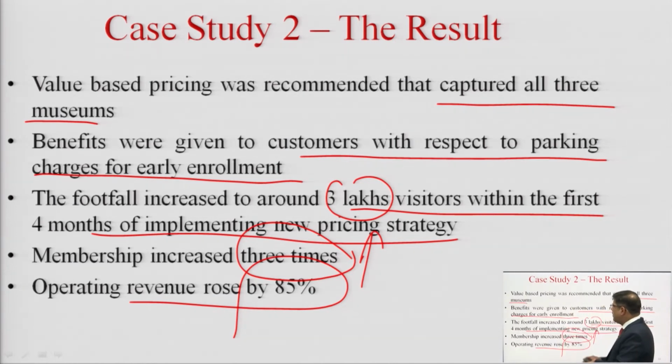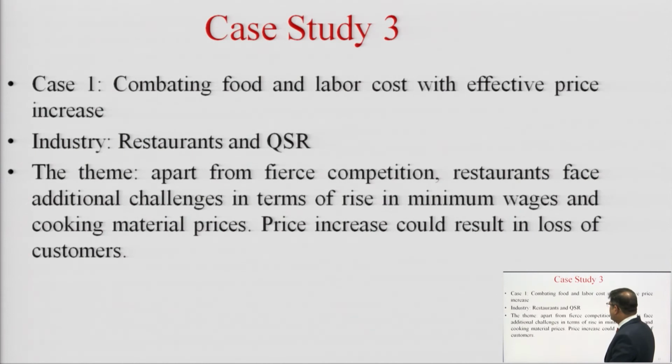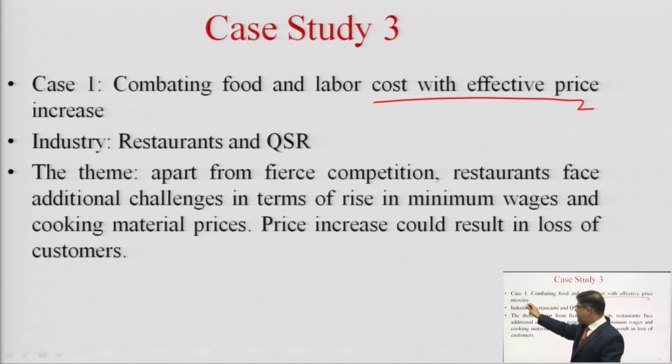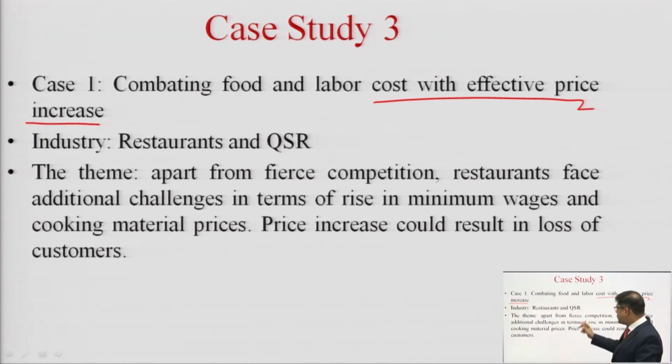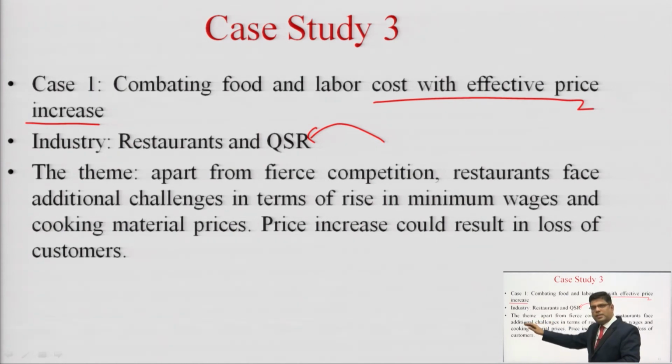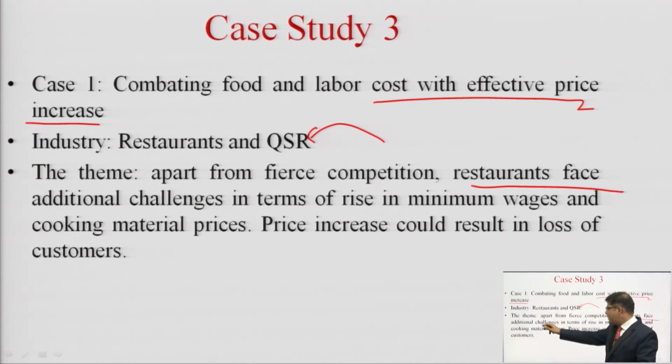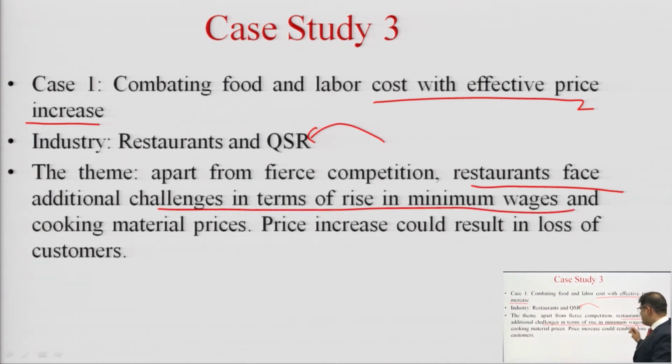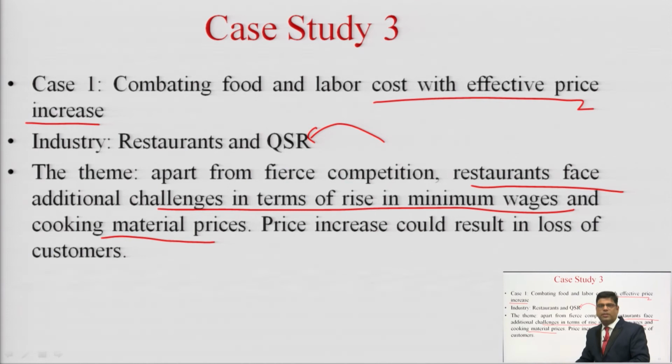Now, we move on to the last case of this lecture, that is case 3. In this case we are taking the case of a restaurant, and the scenario is that the restaurant is combating food and labor cost with effective price increase, and the industry is restaurant and QSR. The theme of this case is, apart from fierce competition, restaurants face additional challenges in terms of rise in minimum wages and cooking material prices.